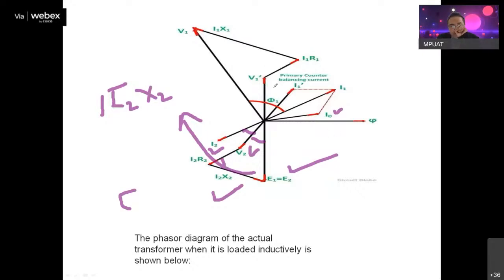Okay, and also I1 dash, that is the primary counterbalancing current, which is just opposite to I2. Okay, and these two are phasorially adding, forming I1. Now this V1 dash is nothing but the voltage corresponding to E1. Because I have to show it on the upward side, therefore I have shown it on this side, so it is V1 dash. Okay, to V1 dash I added I1 R1 in parallel with I1.